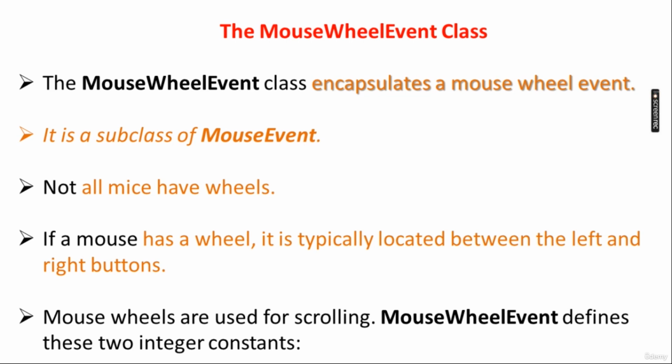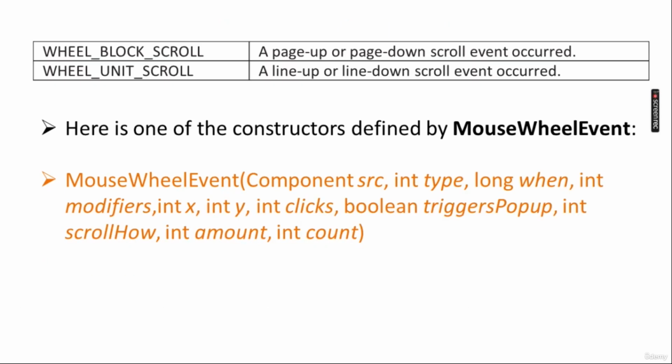When you scroll that wheel, your cursor on the screen will scroll. Not all mice will have wheels, so the mouse wheel event is applicable if and only if your mouse has a wheel. Mouse wheels are used for scrolling. Mouse wheel event defines these two integer constants. WHEEL_BLOCK_SCROLL: a page up or page down scroll event occurs. WHEEL_UNIT_SCROLL: a line up or line down scroll event occurs. So either you are paging up or paging down, or you are lining up or lining down.